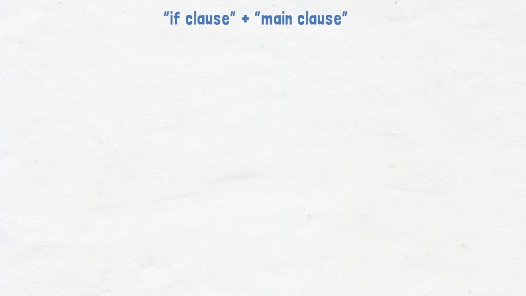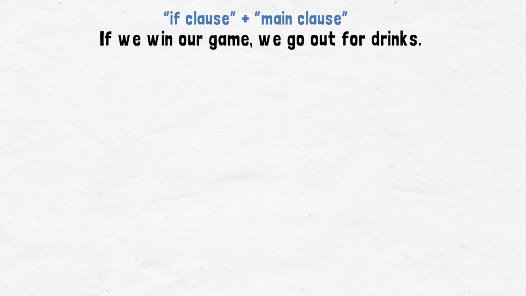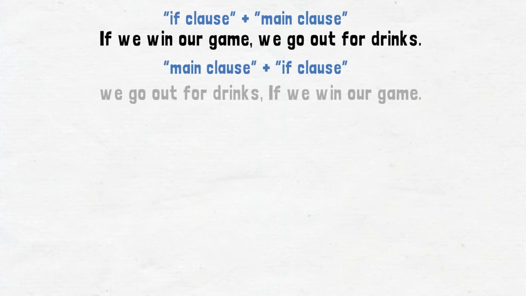If clause, plus, main clause. If we win our game, we go out for drinks. The if clause is the event that might happen, and the main clause is the action that does occur. You can often switch the order of the if clause and the main clause without changing the meaning of the sentence, but make sure the subject of your sentence is clear. We go out for drinks if we win our game.